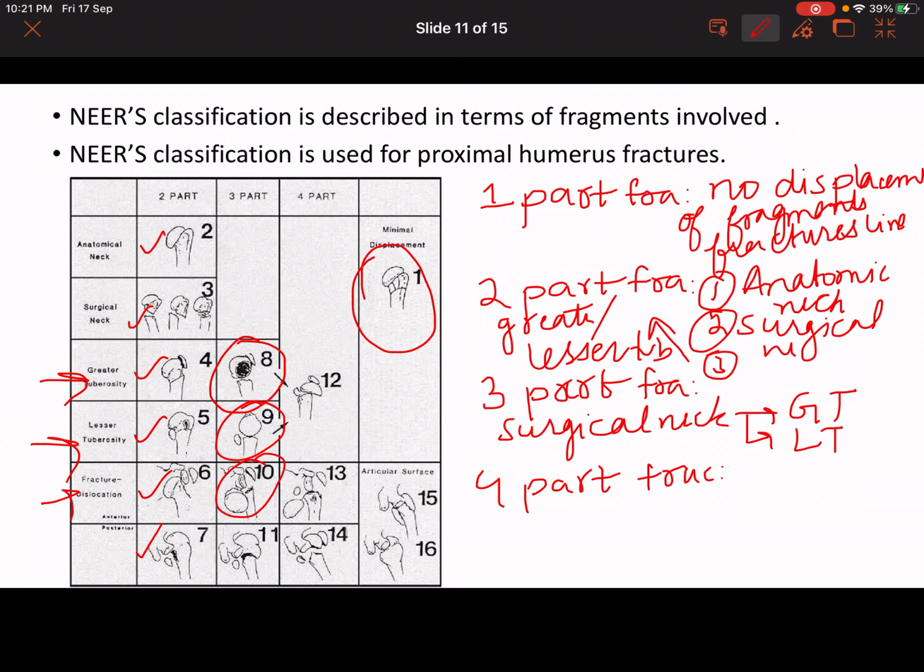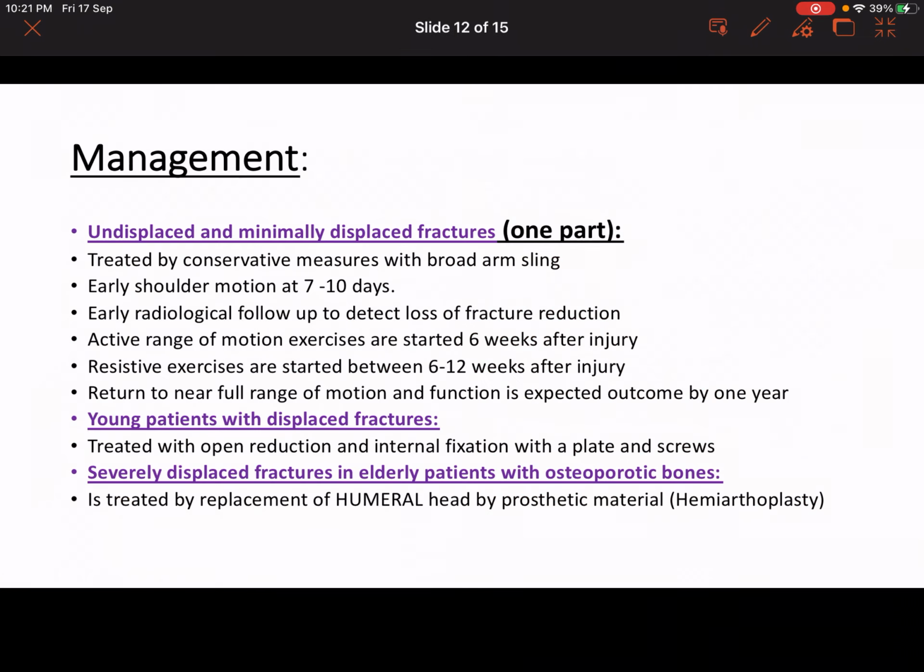Then there is four-part fracture. Then all the four structures that I've been explaining, all of them are displaced. So this was the Neer classification, very important.